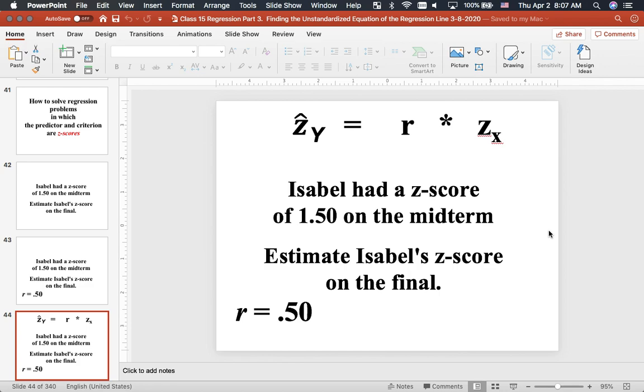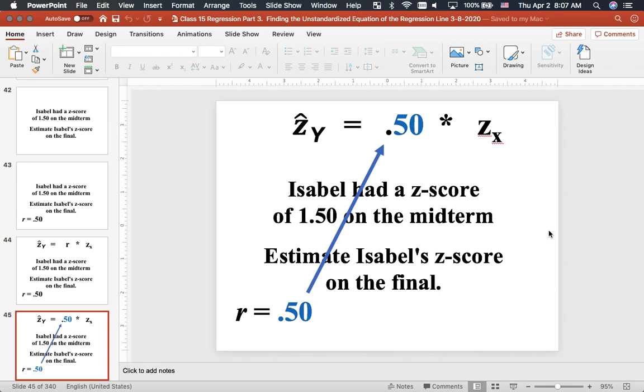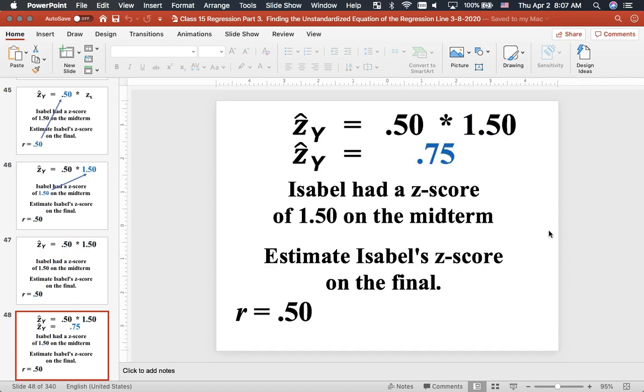Okay, so we know r is 0.5, so let's plug it in right here. We know Isabel scored 1.5 on the midterm, so remember that's our predictor, so that's going to be our z of x. And what we want to determine is her z-score on the final, which is going to be the criterion. So let's just do a little bit of math. So 0.5 times 1.5 equals 0.75. So our predicted score for her on the final would be 0.75.